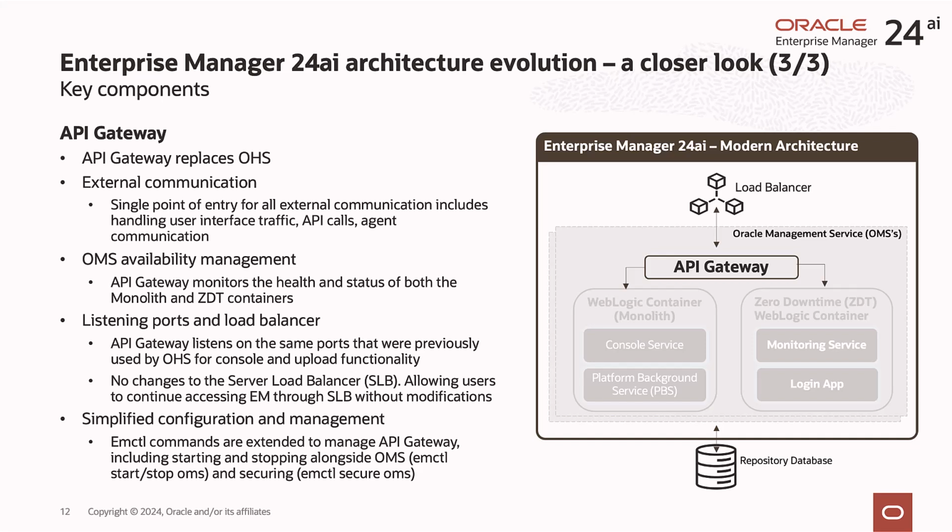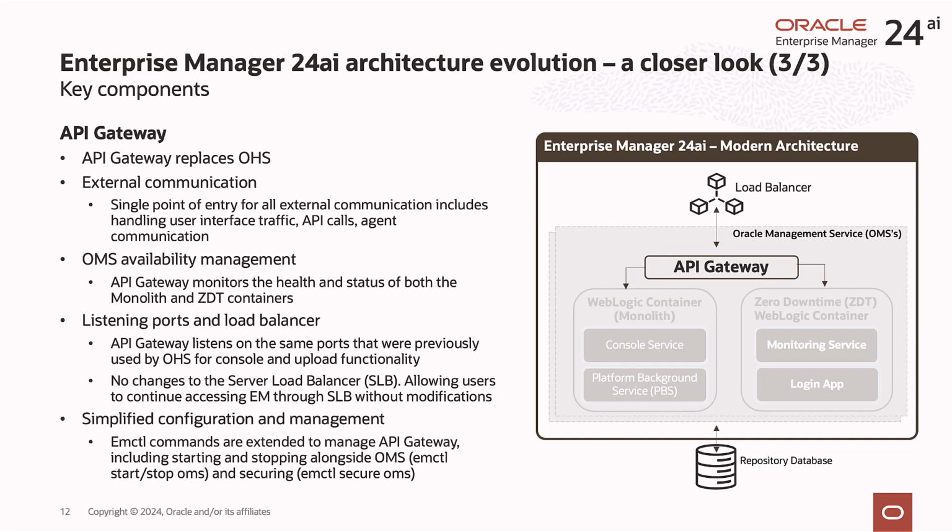Along with that, it also helps with OMS availability management. The API gateway actively monitors the health and status of both the monolith application and the zero downtime WebLogic container, which helps us quickly detect and respond to any service issues, enhancing the overall reliability of the system.